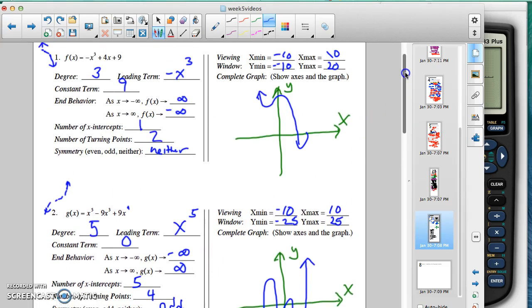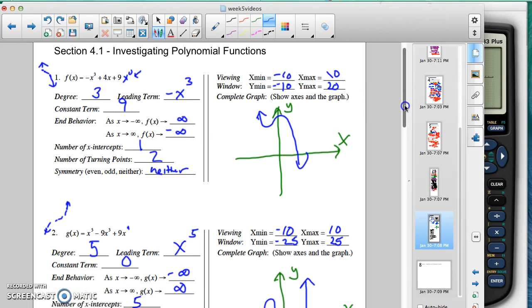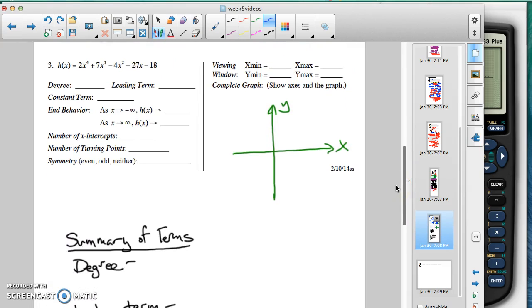If we look at this previous example, we have 3, 1, and 0. This has an x to the 0 in it. So this one is even powered, whereas the other two are odd. So it's going to be neither because it has an even and 2 odds. So if we have all evens or all odds, we should be able to get some kind of symmetry.